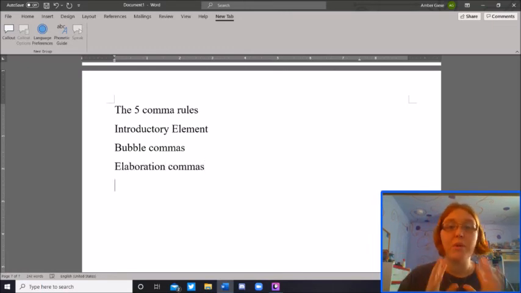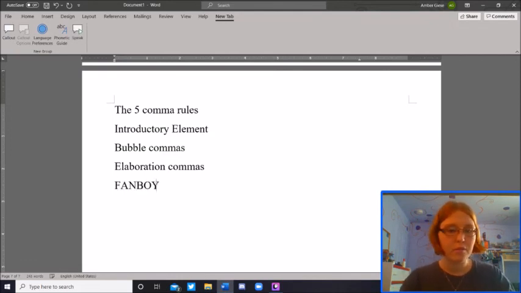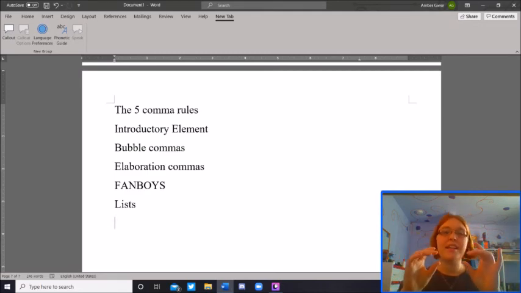Elaboration commas, which give you extra information at the very end of the sentence. FANBOYS, which help you combine two different sentences into one. And lists, which are listing out items. These can be verbs, these can be nouns. Keep the nouns with the nouns, keep the verbs with the verbs, keep the past tense verbs with the past tense verbs, and the present tense verbs with the present tense verbs.